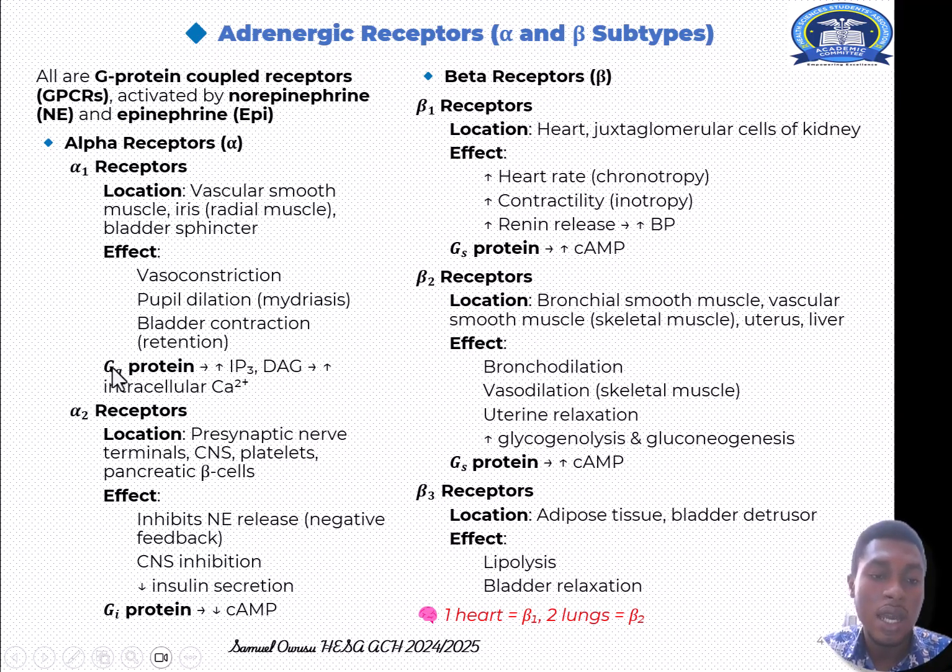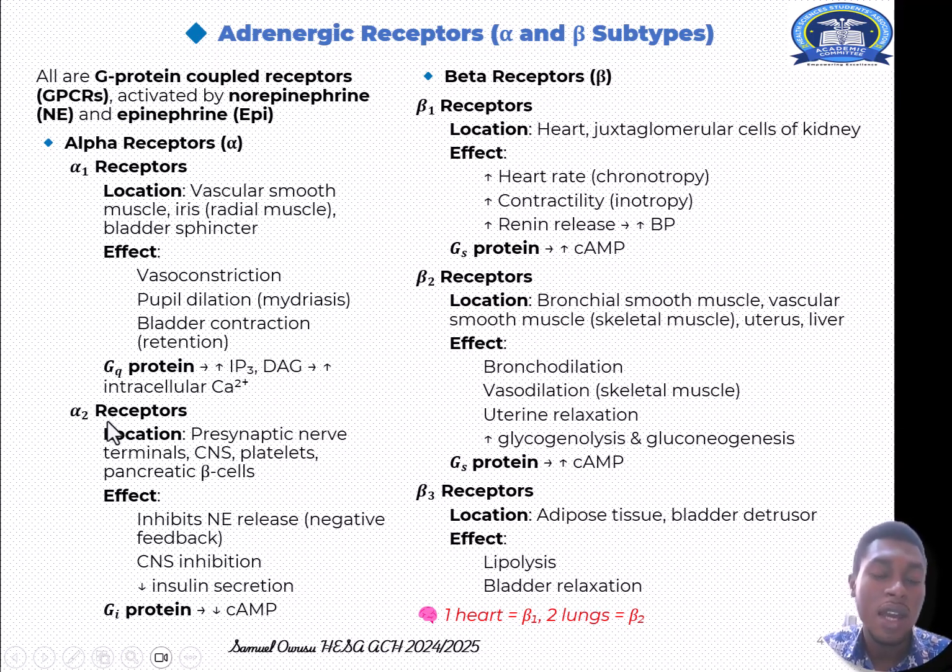Then there are Gq protein receptors, in the sense that they tend to increase the levels of inositol triphosphate, which will in turn increase the intracellular calcium ions.